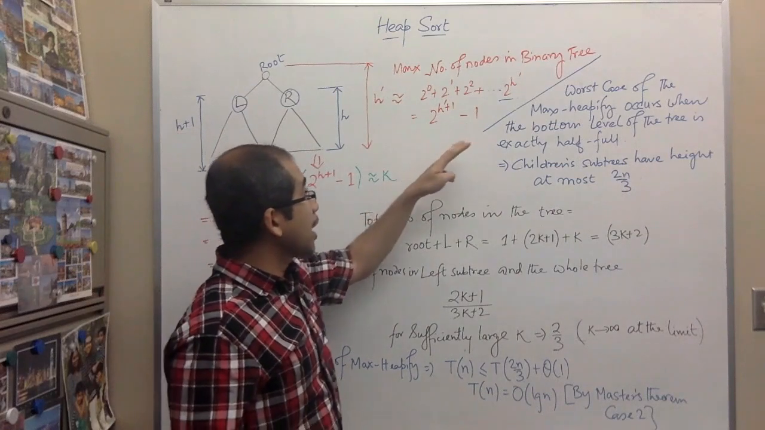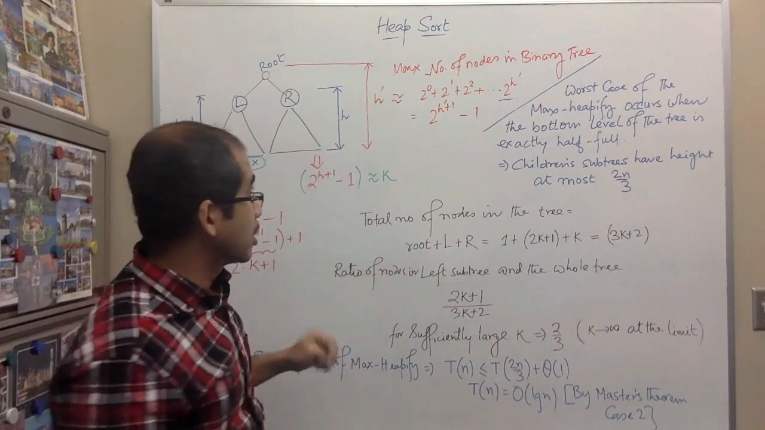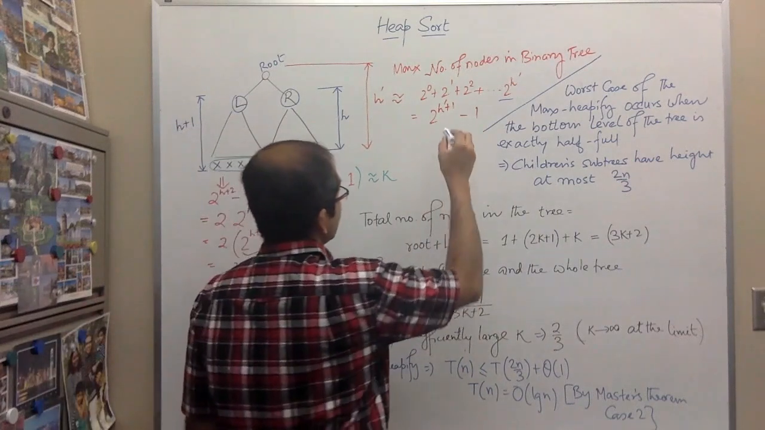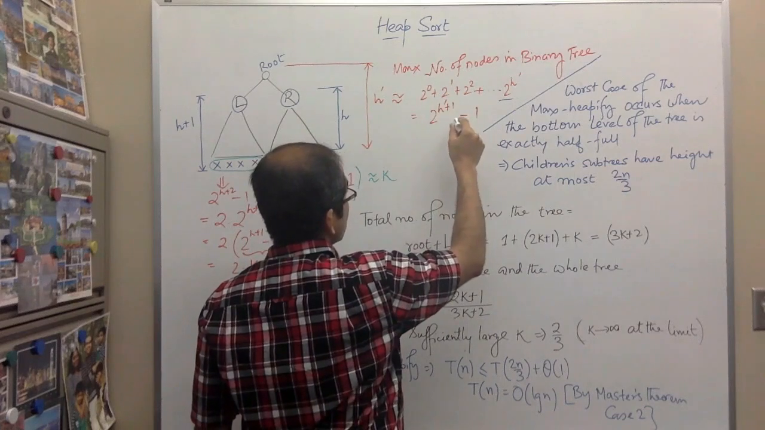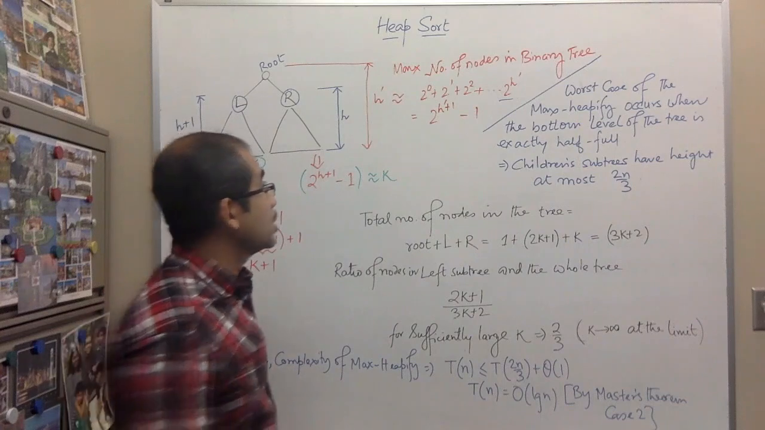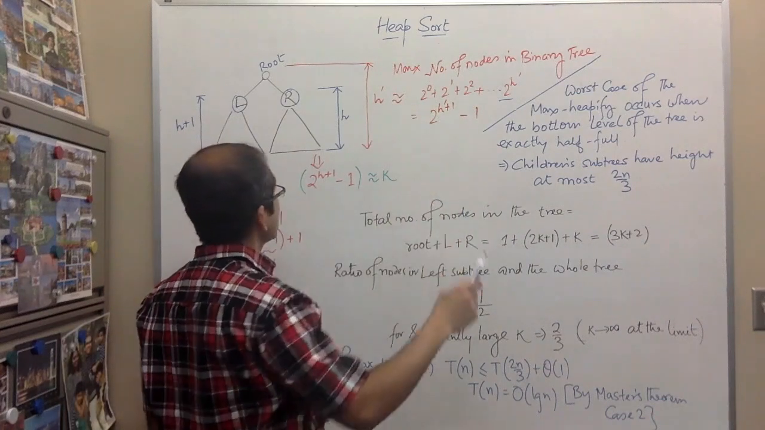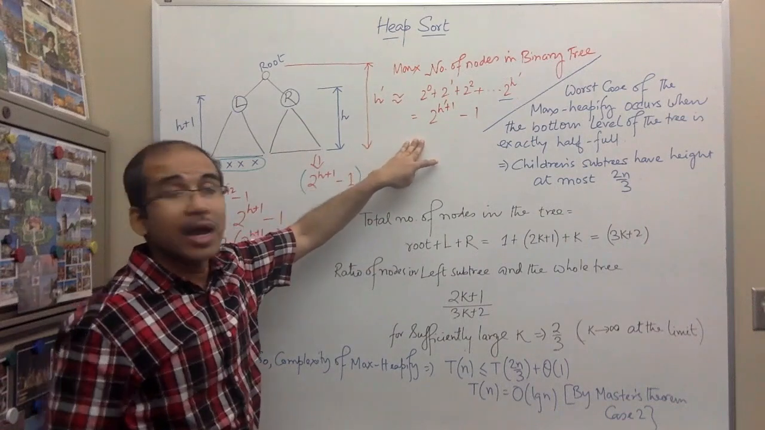So at a particular level, the number of nodes is 2 to the power of the height of that level. If you sum them up, it becomes 2 to the power h prime plus 1 minus 1. For the root level there is only one node. Okay, so this is the maximum number of nodes in a binary tree.